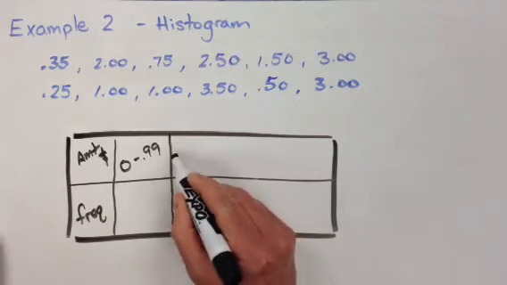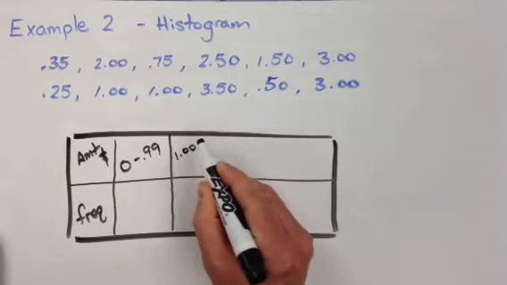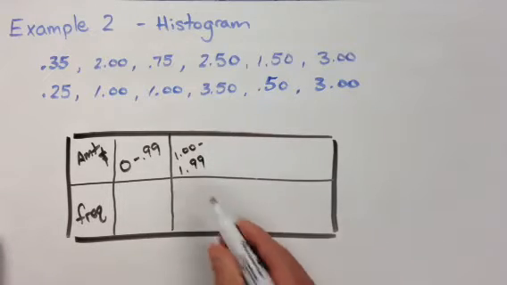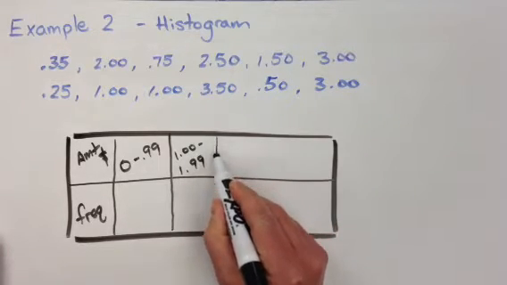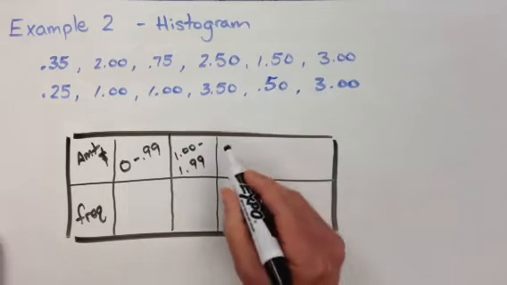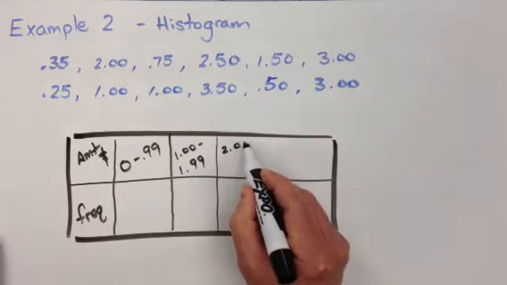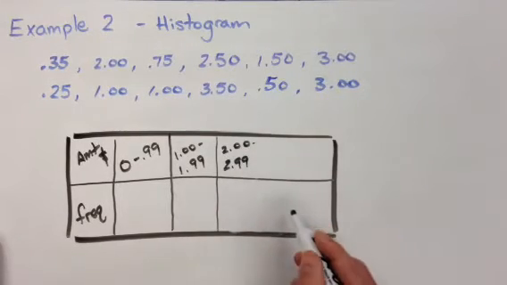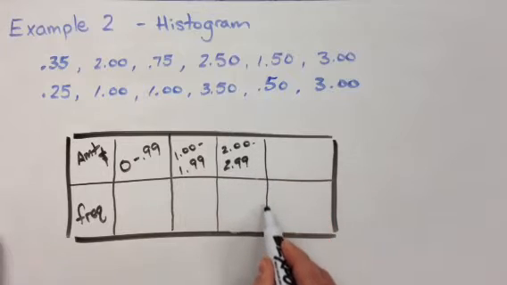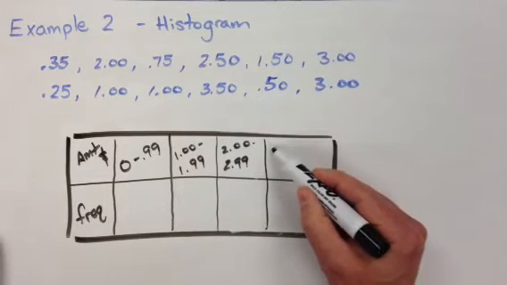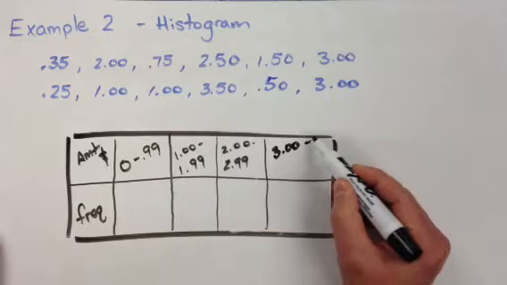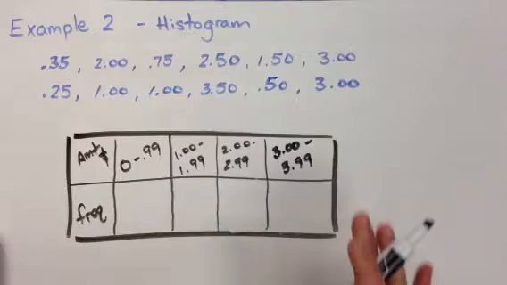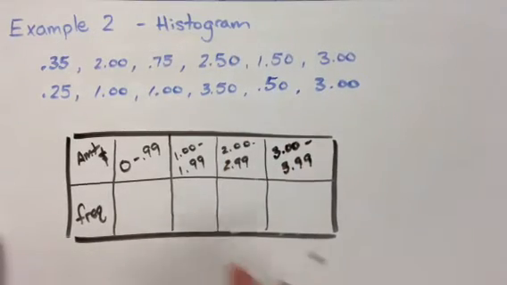And so this is going to be from $1 to $1.99. That's going to be our range for the second one. Okay, then we'll have a range of $2 to $2.99. And then it looks like we only need to include one more, and that range is going to be $3 to $3.99. Okay, so let's go back and we'll take a look at our data and fill in how many times we see each one.